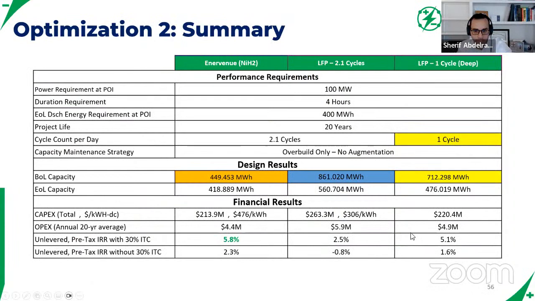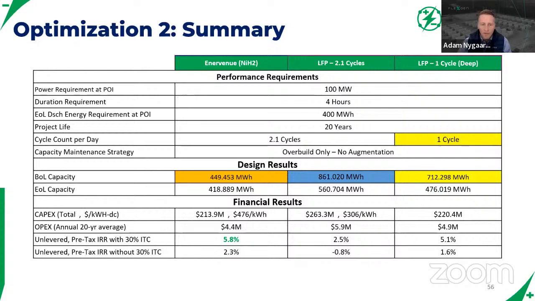All right, the summary here. Adam, I'll pass it over to you. Yeah, a lot of info on here, but Sherif and Moemen, great job pulling together the details there. Really interesting to compare lithium to Intervenue in this case.